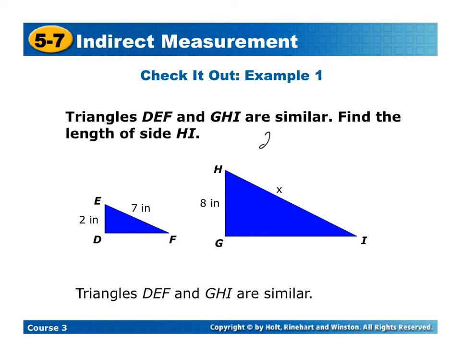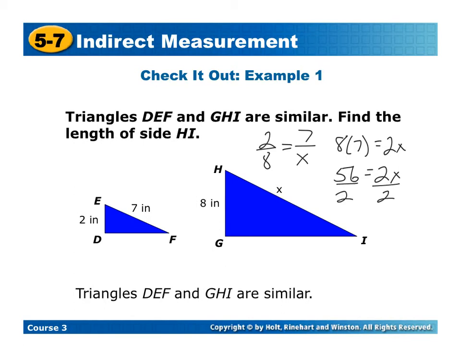So here, we have 2 to 8 has to be the same as 7 to X. So I'm going to do 8 times 7 has to be the same as 2 times X, so this would be 56. We divide by 2, and this becomes 28 is equal to X. So X is equal to 28 inches.